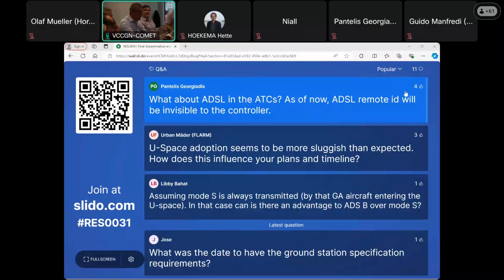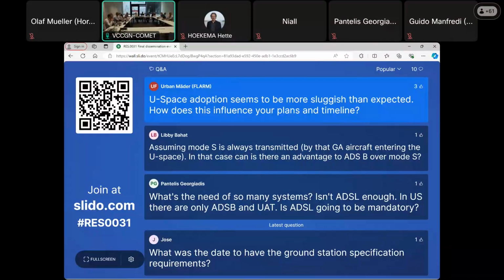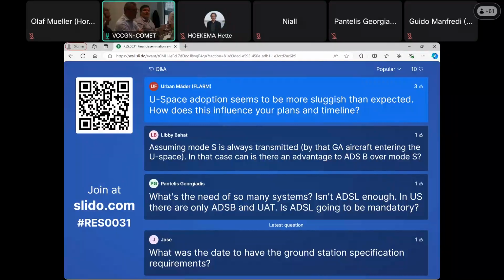Okay. Question from Urban. U-space-based adoption seems to be more sluggish than expected. How does this influence your plans and timeline? Thank you, Urban. Very spot on.